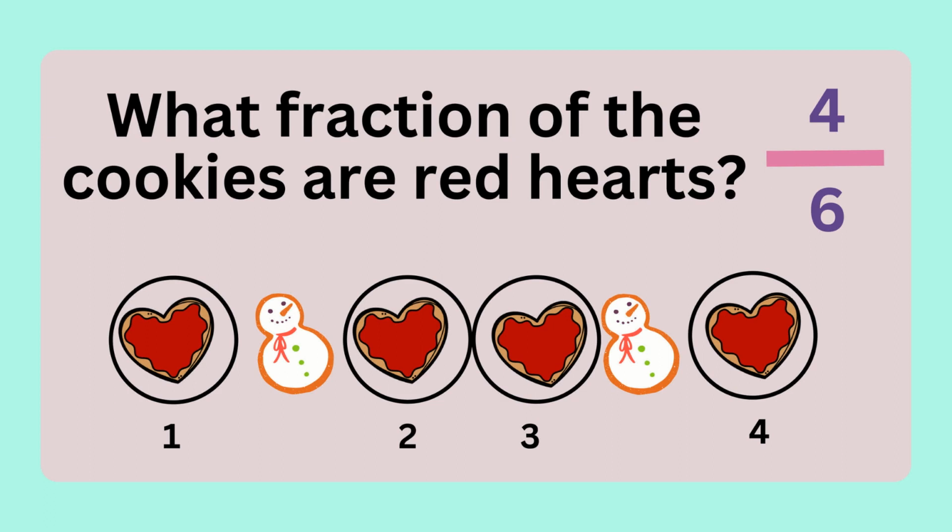There are 4 cookies that are shaped like hearts, so we put that number on the top of the fraction bar. Then there are 6 cookies total, so we put that number on the bottom. That's how we got 4/6. Good job, boys and girls.